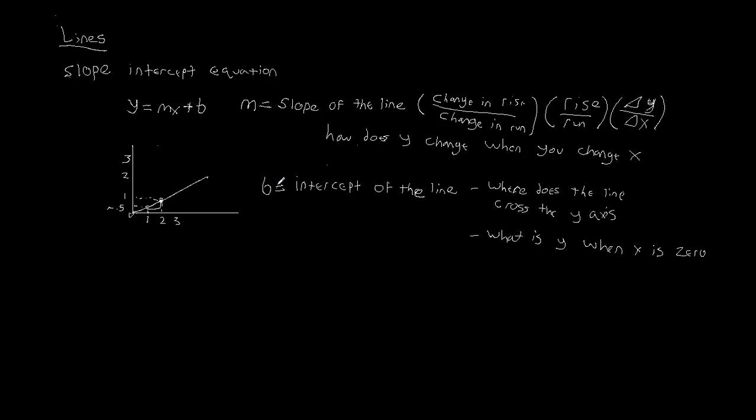To wrap this up with a nice little bow on it, we call it the slope-intercept equation because the two terms involved are the m, which is the slope, and the b, which is the intercept. So that's why it's called the slope-intercept equation. Hopefully this made sense.